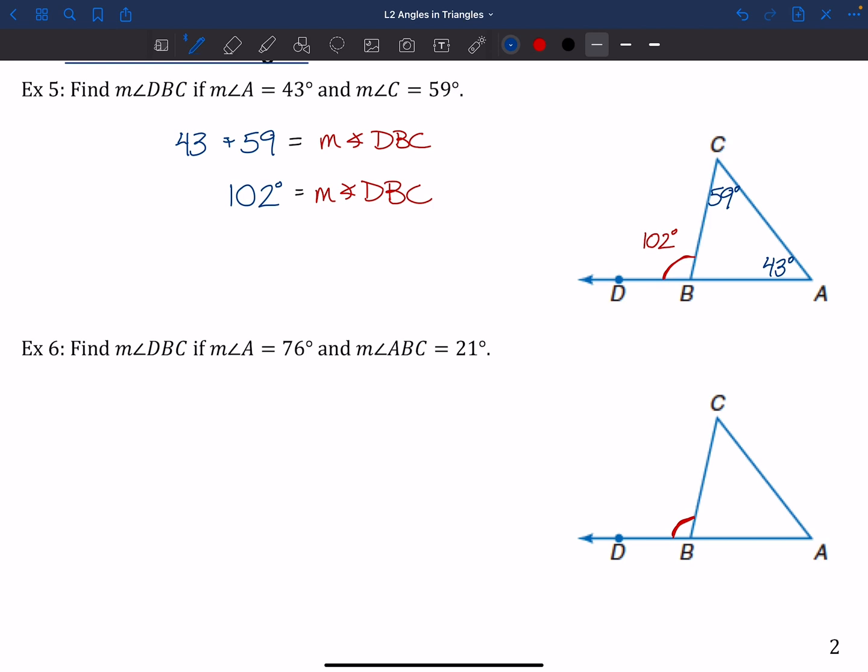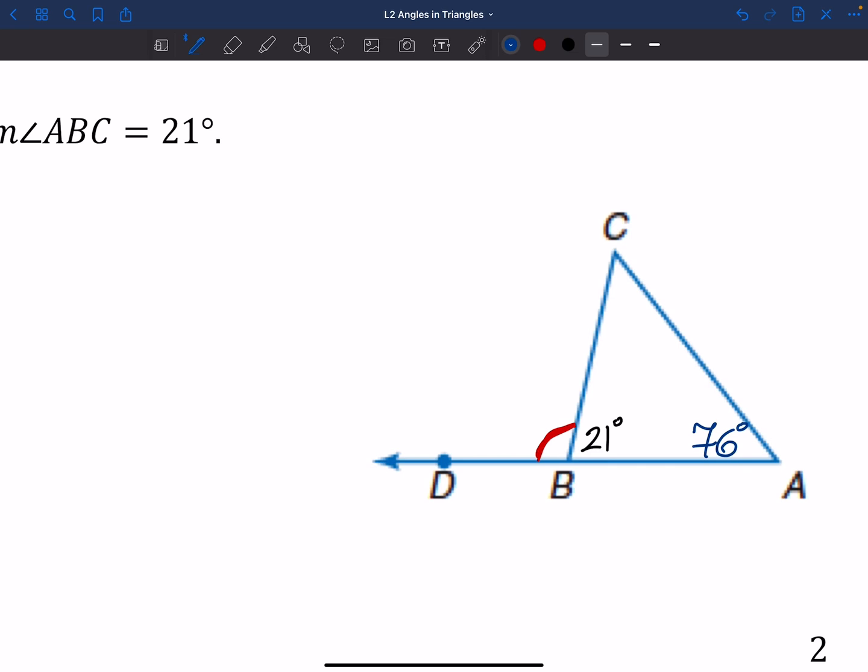What it gives us is that the measure of angle A is 76 degrees over there, and then the measure of angle ABC is 21. Right? So we can't just add those together to get the angle in red, right? Because they are not the remote interior angles, right? The other piece that we need is this angle up by C, right?